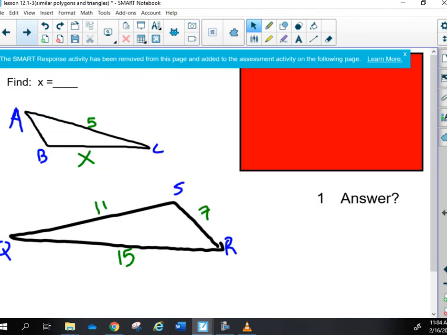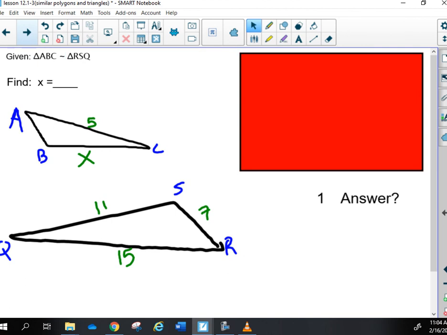Now, if I give you that the triangles are similar, we should be able to come up here and find x. So go ahead and do that right now.